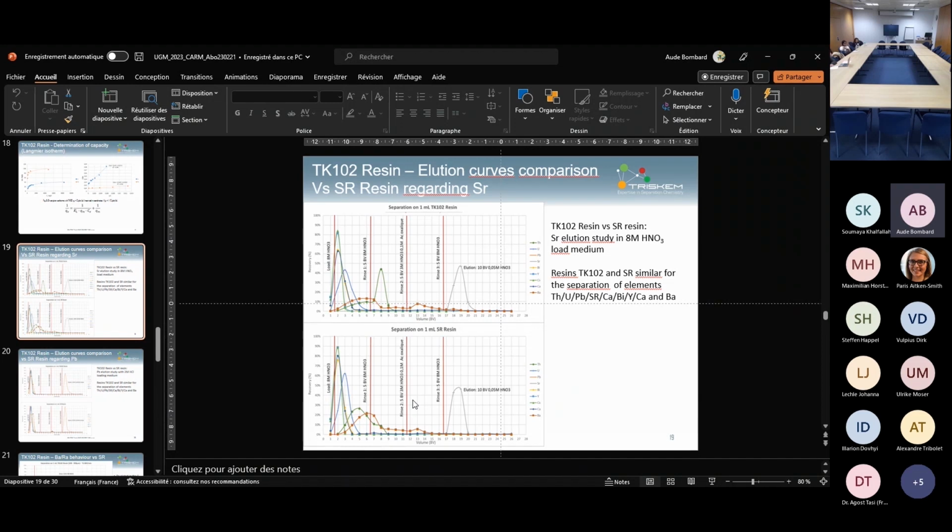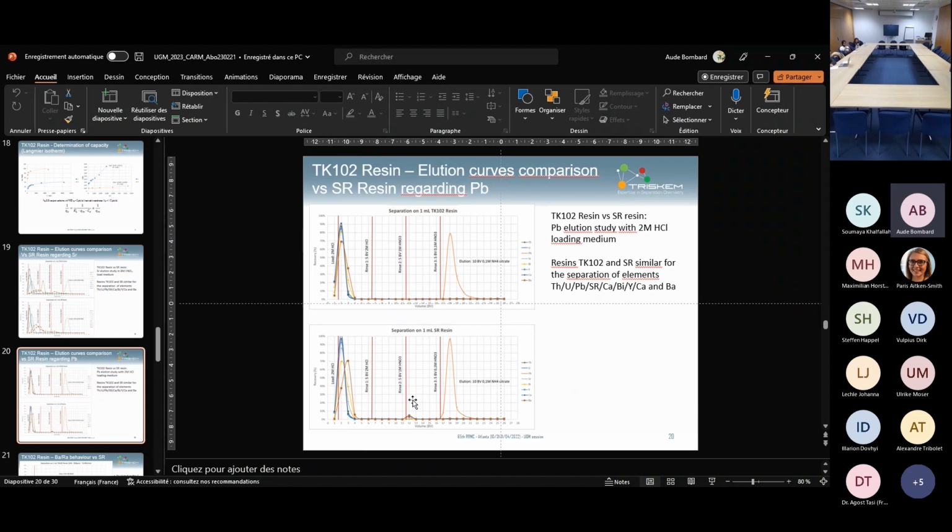And what we can see as well is that I think it's the thorium. It comes out between rinse 1 and 2, I mean, when rinse 2 starts. For the Pb, for the use of the TK102 resin for the Pb elution or separation, again, the comparison between the two resins shows that they are quite similar. So in the end, this TK102 resin can be used in the lab. The transposition of the procedure can be done quite directly without much change regarding what we have tested here.